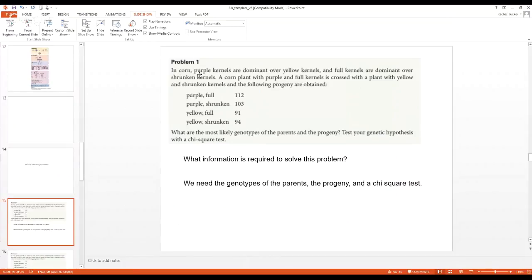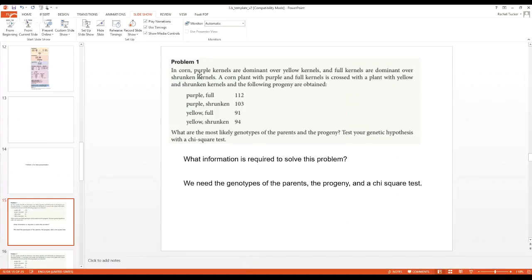okay, so it says in corn, purple kernels are dominant over yellow kernels, and full kernels are dominant over shrunken kernels. A corn plant with purple and full kernels is crossed with a plant with yellow and shrunken kernels, and the following progeny are obtained. So it says that we have 112 purple full, 103 purple shrunken, 91 yellow full, and 94 yellow shrunken. And it's asking what are the most likely genotypes of the parents and the progeny, and then test your genetic hypothesis with a chi-square test.